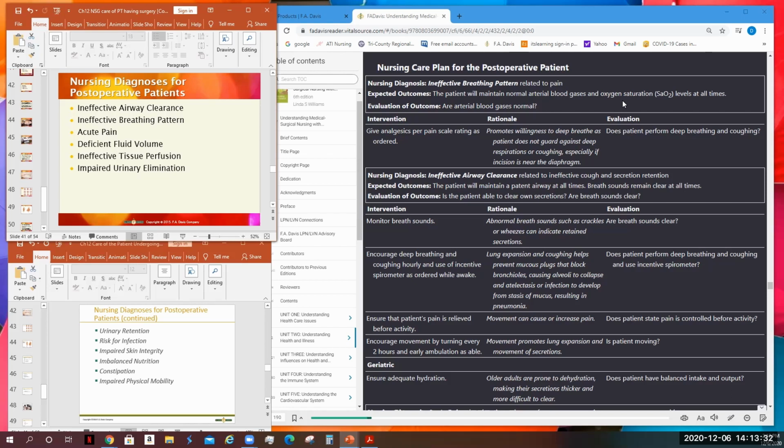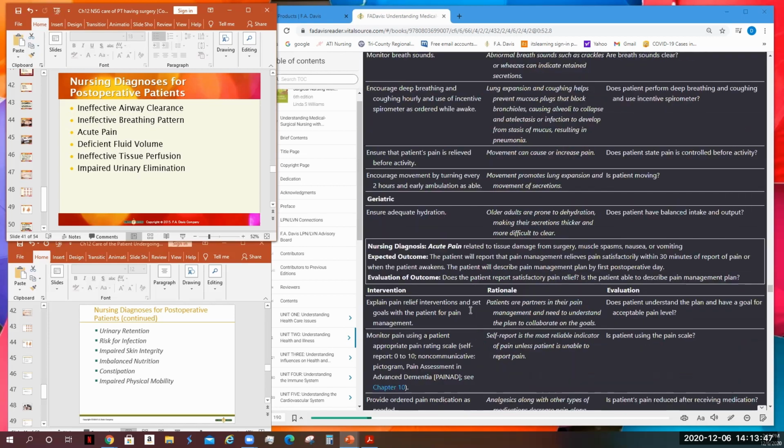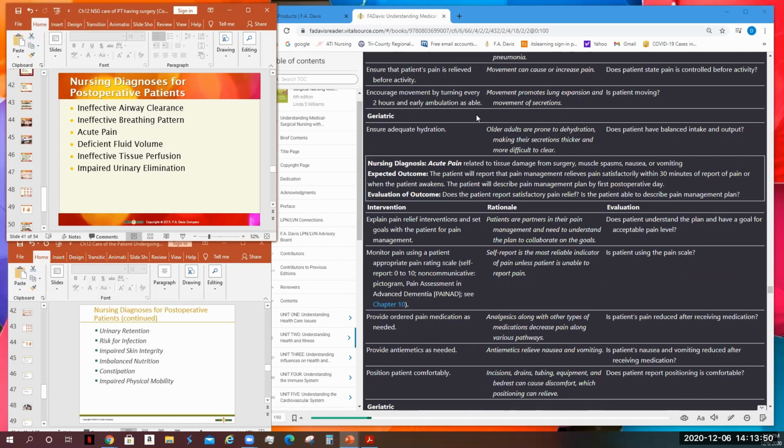Ensure that patient's pain is relieved before activity. Movement can cause or increase pain. Does patient state that pain is controlled before activity? Encourage movement by turning every 2 hours and early ambulation as able. Movement promotes lung expansion and movement of secretions. Is patient moving? Geriatric: ensure adequate hydration. Older adults are prone to dehydration, making their secretions thicker and more difficult to clear. Does patient have balanced intake and output?